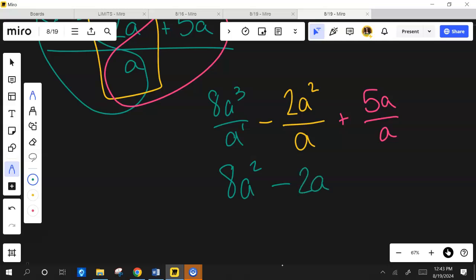What's the exponent? 1. Do I have to write 1? No, it's implied. How about that very last one? The a's cancel each other out, and I'm just left with 5. Try number 5 on your paper by yourself.